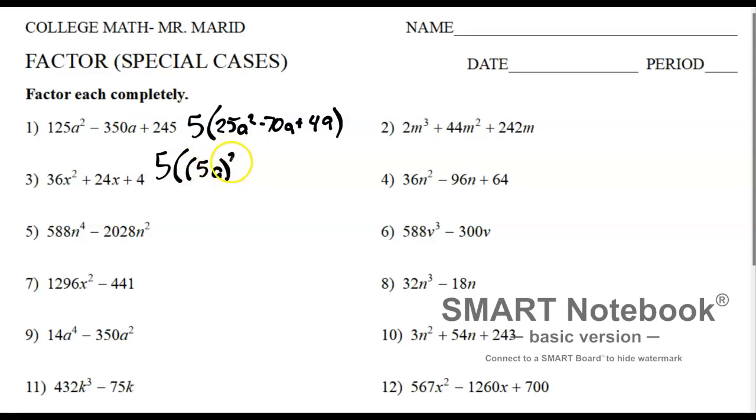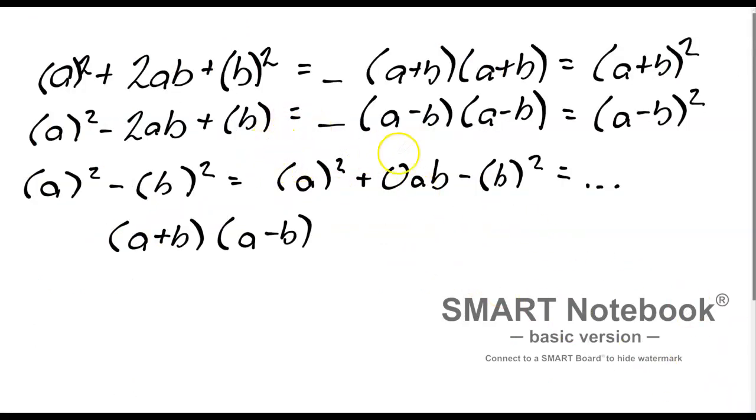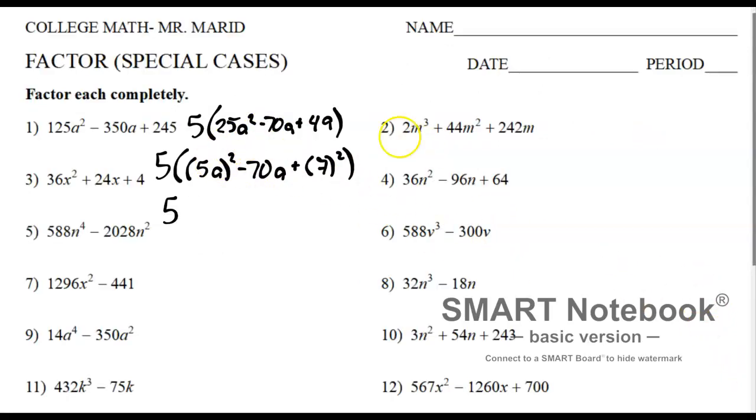5a squared. We'll leave the middle term alone. And then over here at the end, you must identify that this is also a perfect square. So once you've got it set up like this, then you can refer to your notes. Which scenario is it? It's got the minus and the plus.